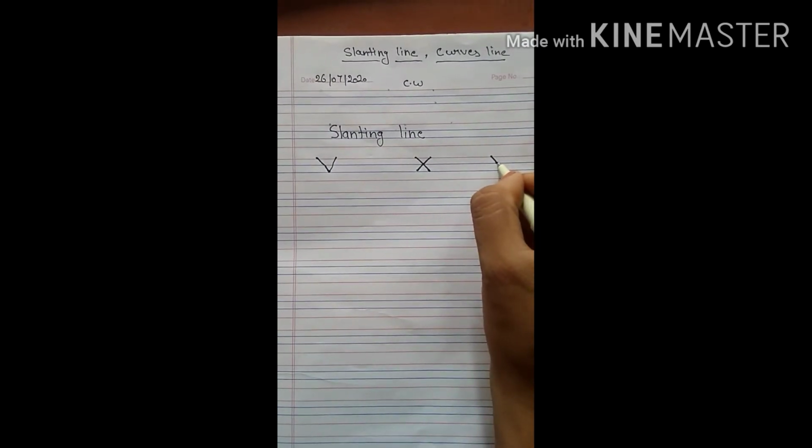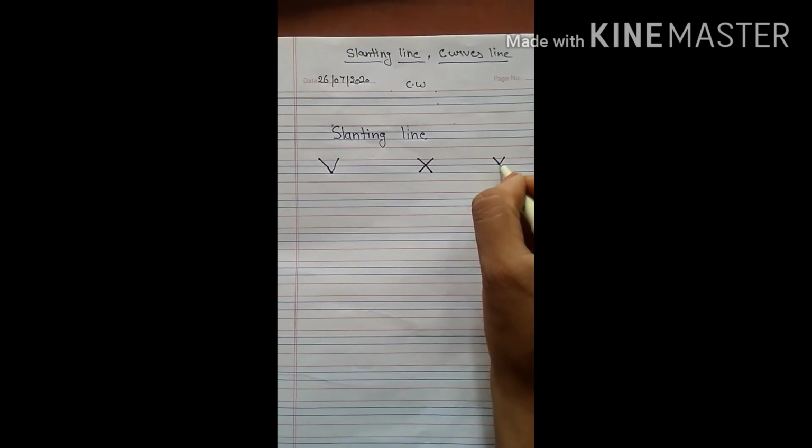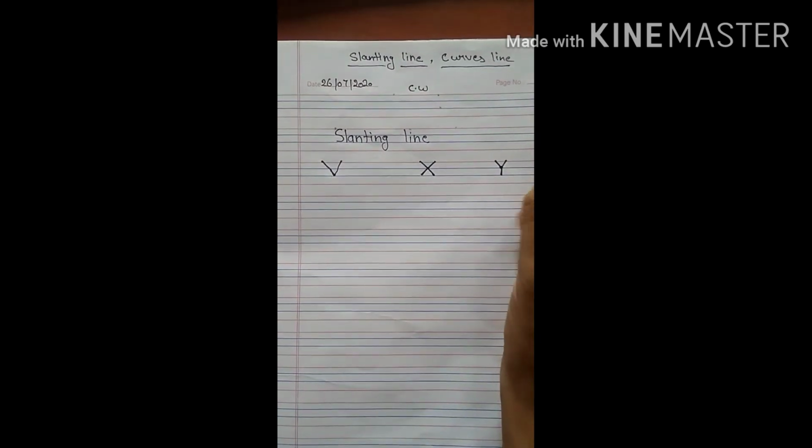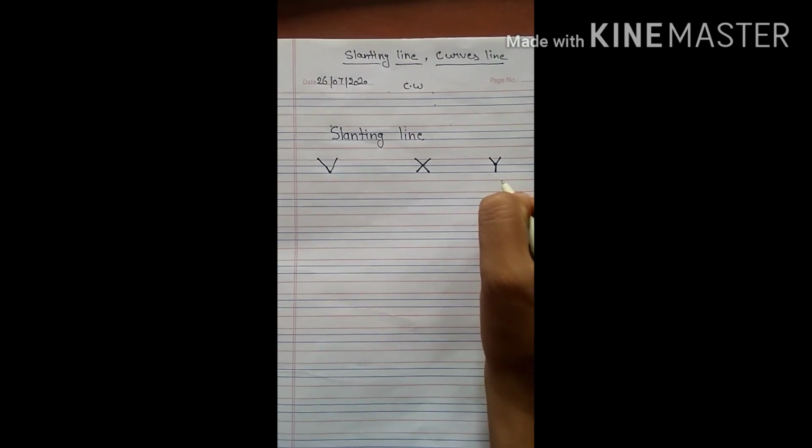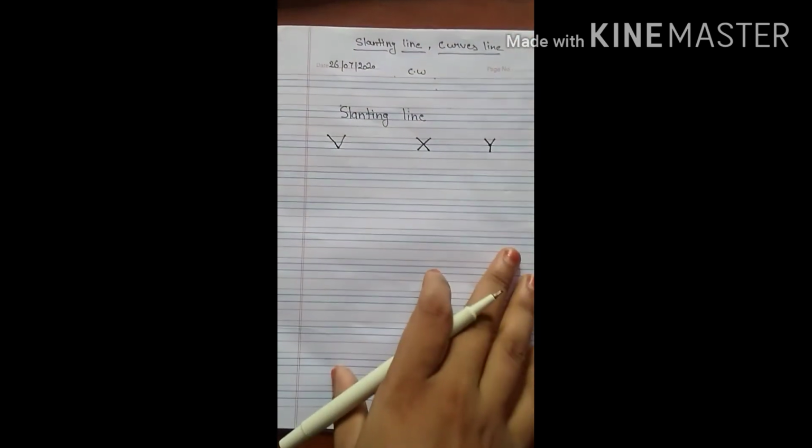Left slanting line, right slanting line, and standing line. This is a Y. Y for yak. Children, इसे आप प्रैक्टिस करिएगा.